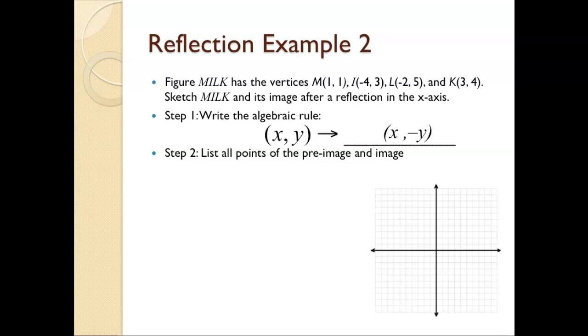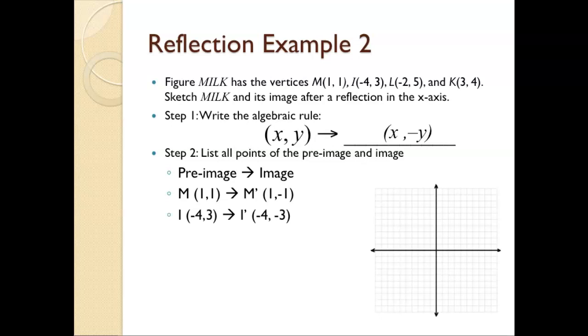Now let's go ahead and apply this rule for each point. So (1, 1) becomes (1, -1). The x-coordinate stays the same, and the y-coordinate becomes the opposite. (-4, 3) becomes (-4, -3). (-2, 5) becomes (-2, -5). (3, 4) becomes (3, -4). Now we're ready to graph the pre-image and the image.